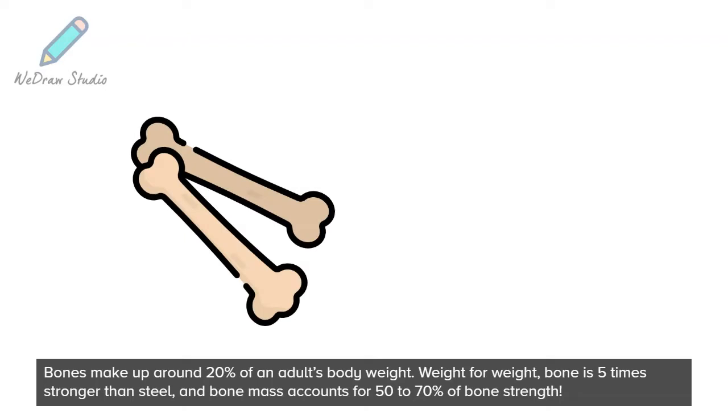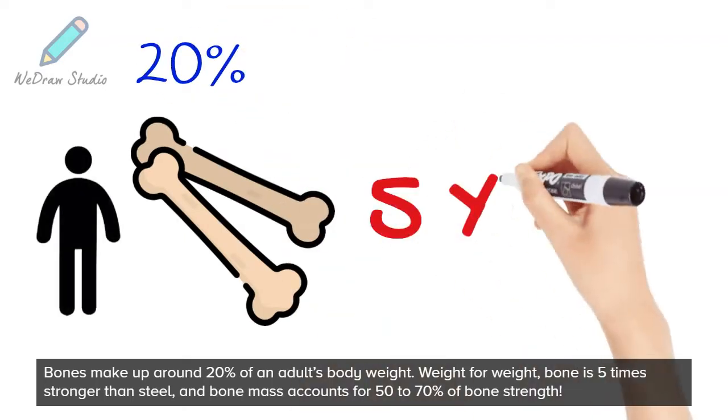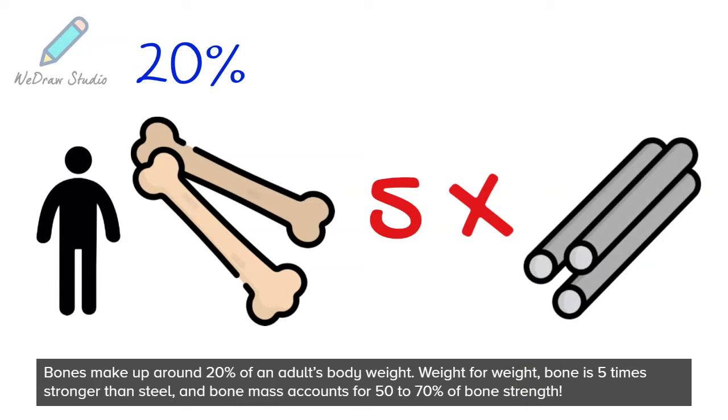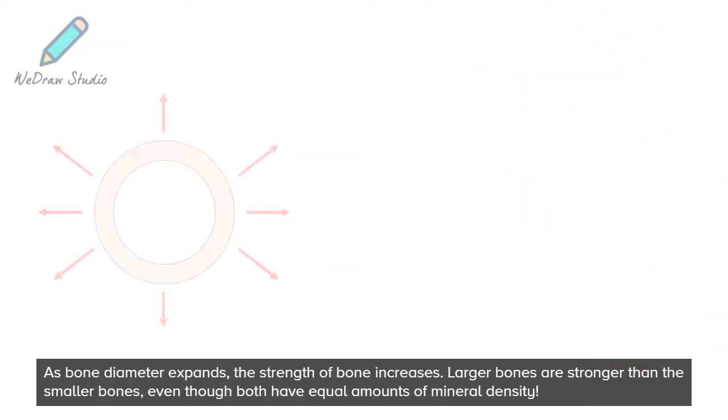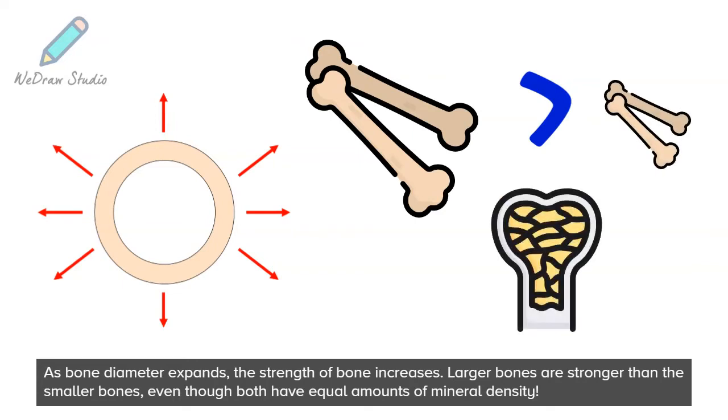Bones make up around 20% of an adult's body weight. Weight for weight, bone is 5 times stronger than steel, and bone mass accounts for 50 to 70% of bone strength. As bone diameter expands, the strength of bone increases. Larger bones are stronger than the smaller bones, even though both have equal amounts of mineral density.